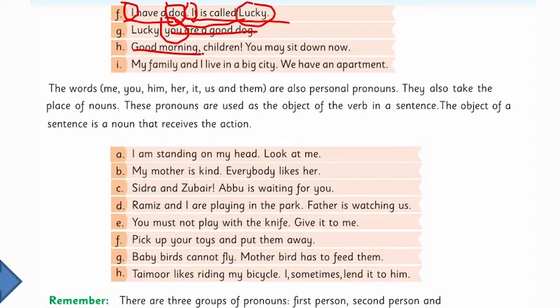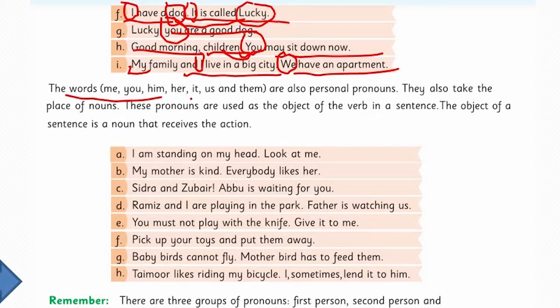Good morning, children. You may sit down now. This person is addressing the children here. So children and you. You is a pronoun here. We replace children with the pronoun you. My family and I live in a big city. We have an apartment. I here is a personal pronoun and also we is a personal pronoun.